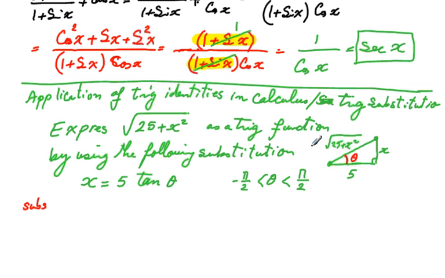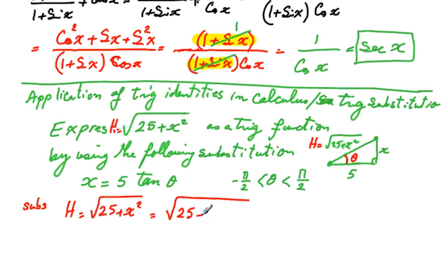So suppose this is my hypotenuse. Say hypotenuse is radical 25 plus x squared. Somebody is suggesting that we change the look of it by saying, instead of x, put 5 tangent of theta. See if you can simplify and get something perhaps cleaner. Well, we work it out.